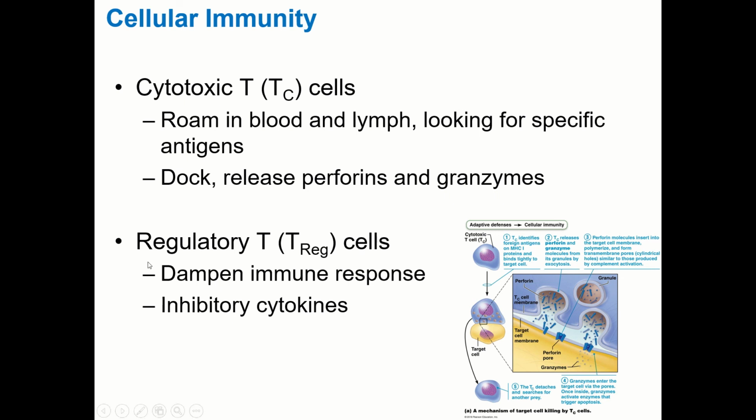The brakes on this whole process are our regulatory T cells. So rather than releasing excitatory cytokines like IL-2 that cause T cells and B cells to split and make a bunch of copies of themselves, the regulatory T cells inhibit that. So they tamp down the immune response. And so they serve an important function of not letting our immune system sort of spin out of control and just attack everything. And so in that, they help prevent autoimmune responses.